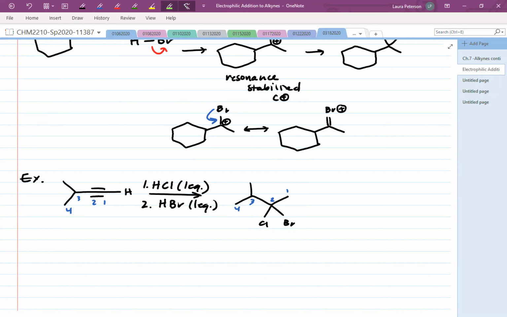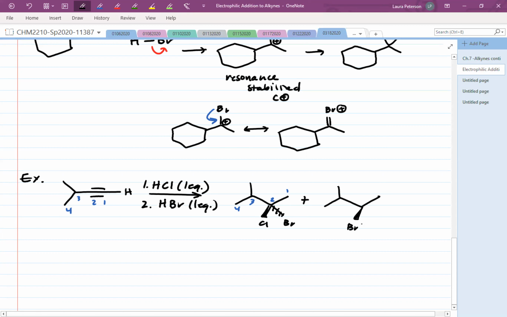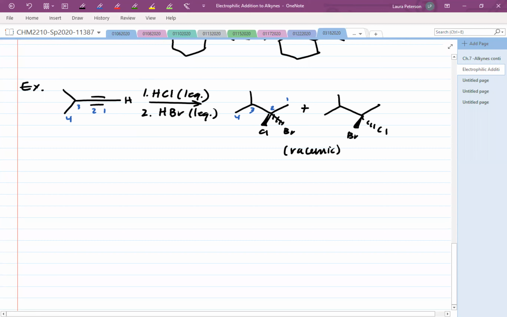Notice now carbon 2 is a chiral center. I have methyl, isopropyl, chlorine, and bromine. Remember that when we add into carbocations, we end up with racemic mixtures. So I would have that stereoisomer, and then its enantiomer where the bromine is on a wedge and the chlorine's on a dash. So we could generate chiral centers in this reaction if we vary the halogen between step 1 and step 2. Then our last example for this reaction, and then I'm going to conclude part 1 of this lecture, and I'll start a new video for part 2.